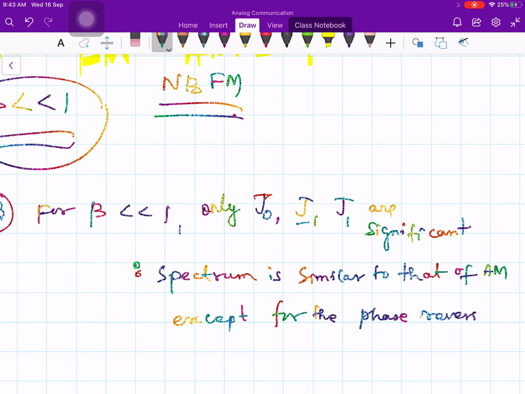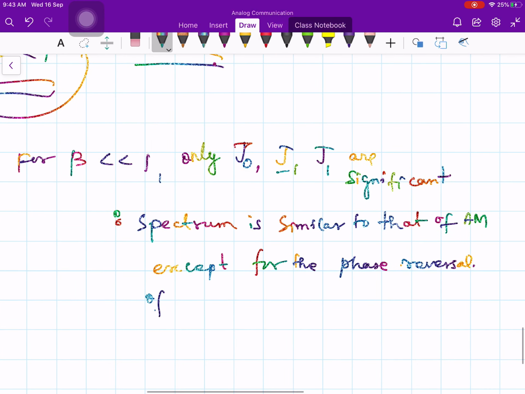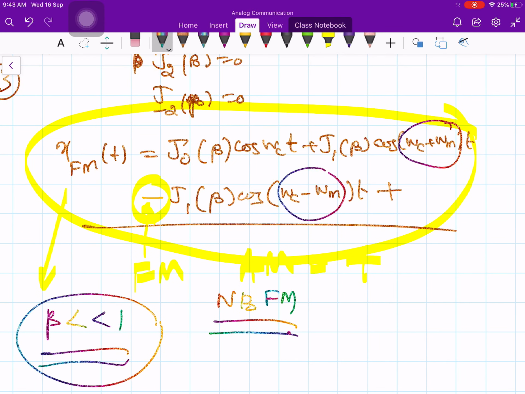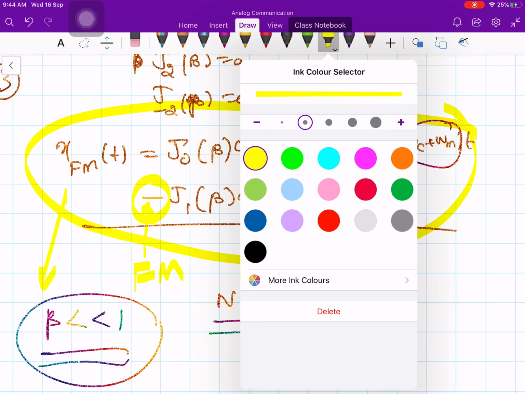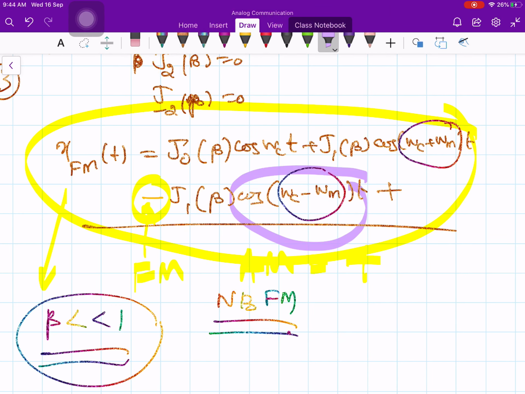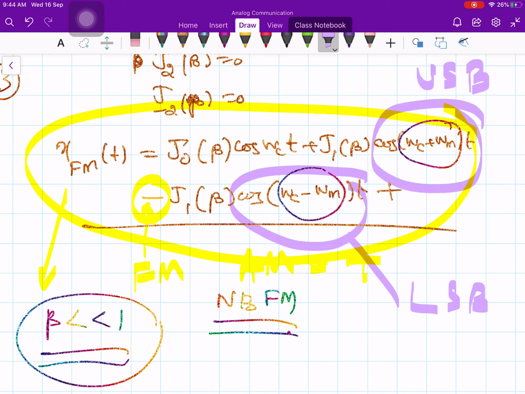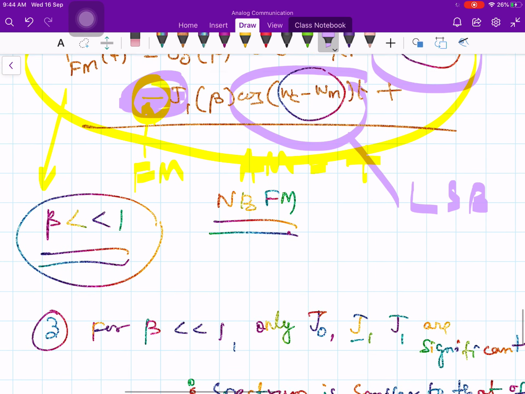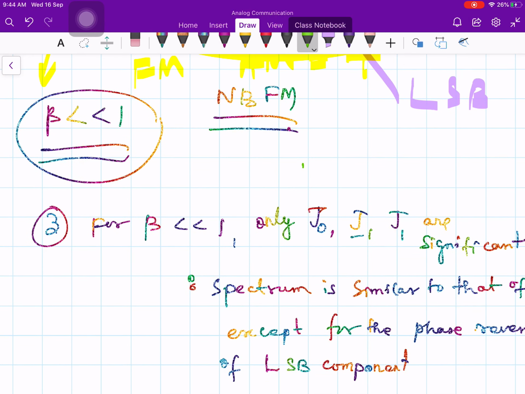For whom is the phase reversed? Of the lower sideband component. Which is the lower sideband component in this expression? This is the lower sideband component, LSB. Omega_c plus omega_m is the upper sideband component. In the lower sideband there is a phase reversal, a minus sign, a 180 degree phase reversal. That is the only difference between AM and narrowband FM. So we can compare narrowband FM and AM signal, AM with carrier. That is the only difference, 180 degree phase reversal.